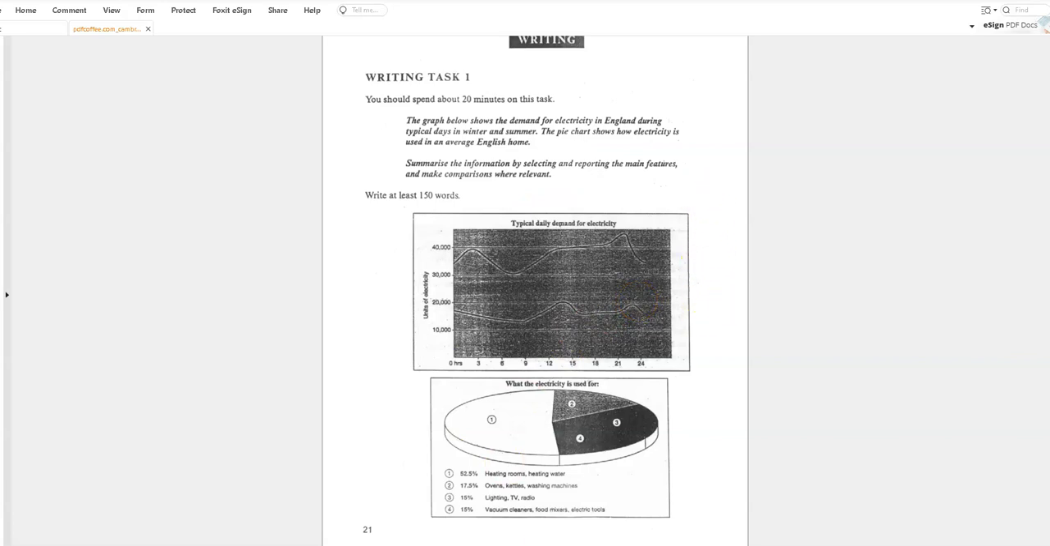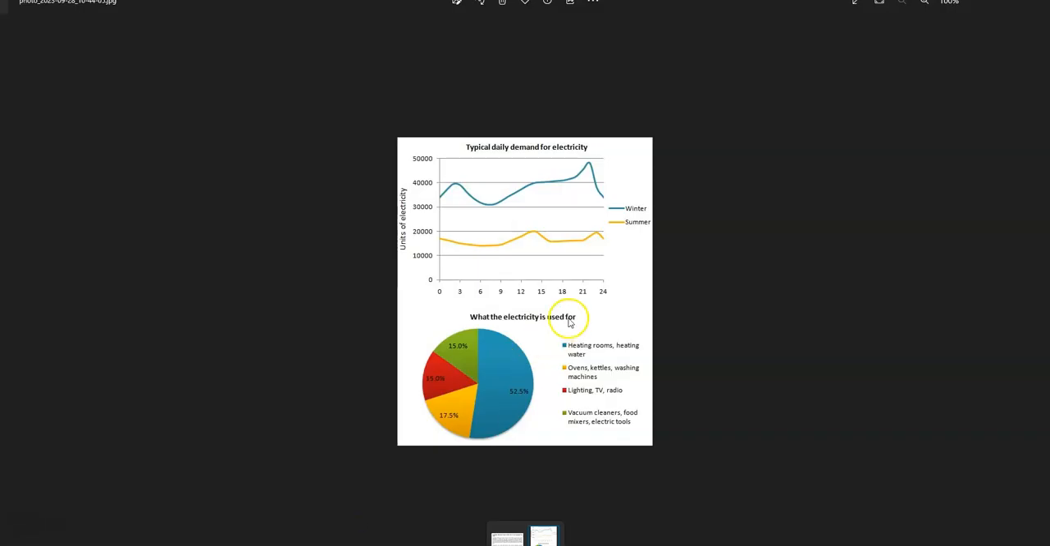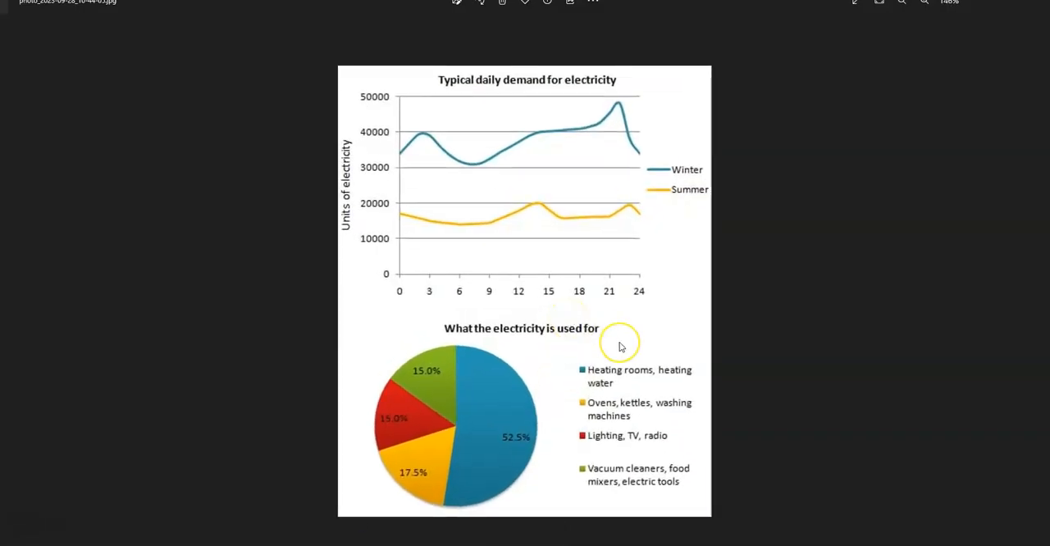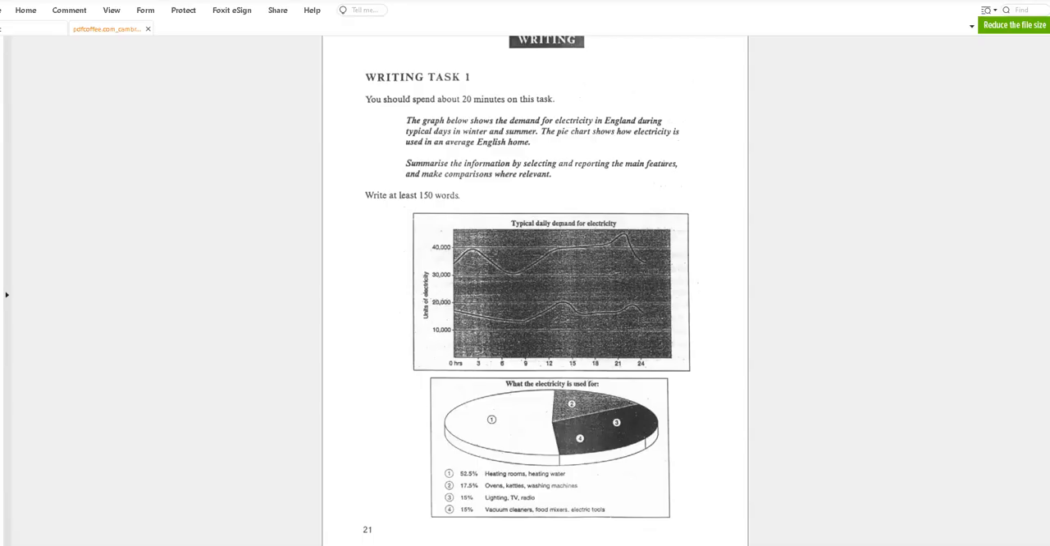Now, I've got this colour picture because that black and white PDF is an old one. It's a photocopy. Not very clear to see the data, okay, but it's a representation of this one. So, it's about electricity demand, which is not the same as use. That's demand in the graph. What it's used for is in the pie chart.